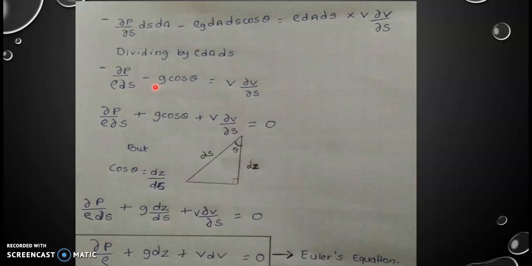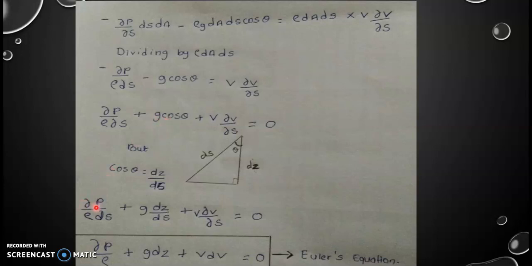Now if we rearrange this equation, putting the left-hand term on the right-hand side, it will become positive. Then we'll get del p by rho del s plus g cos theta plus velocity times del v by del s is equal to 0. But as shown in the figure here, the length of this triangle is ds and the height is dz, and the angle between them is theta. So we can write cos theta as dz by ds.